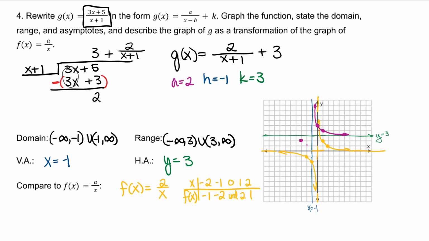However you decide to translate these points is up to you. But now we have a clearer picture of g of x. And compared to 2 over x, we've shifted to the left 1 and up 3. And that is graphing basic rational functions.